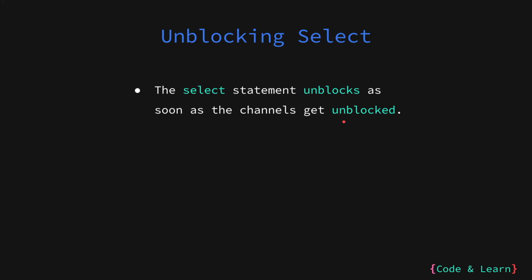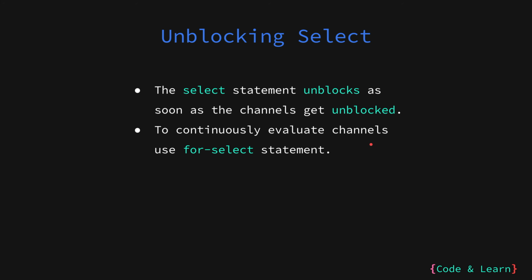So from our example, we saw that the select statement only blocks until any channel has an activity. As soon as any channel that we are evaluating with the select statement is unblocked, the code block for that case will be executed and we exit the select statement. If you want to continuously evaluate all the channels, we use the for select statement as we saw in our example. We also saw that the for loop is infinite, so the statement keeps on executing or we end up with a deadlock. The best way to counter this is using a done channel, which we will see in a later lesson.